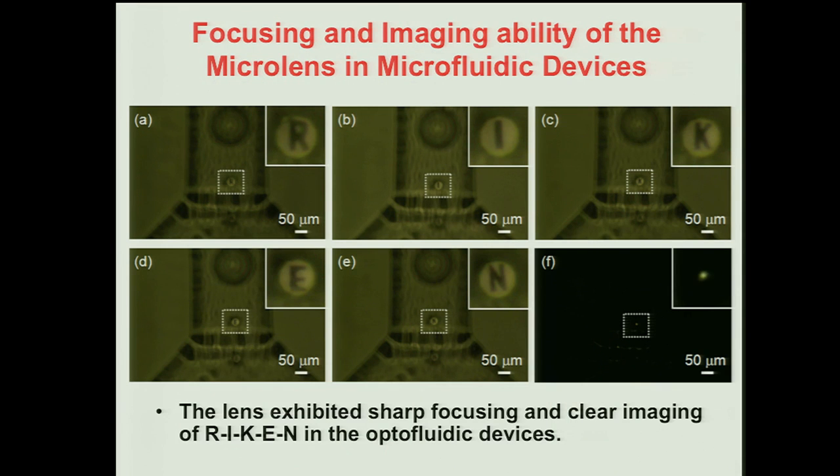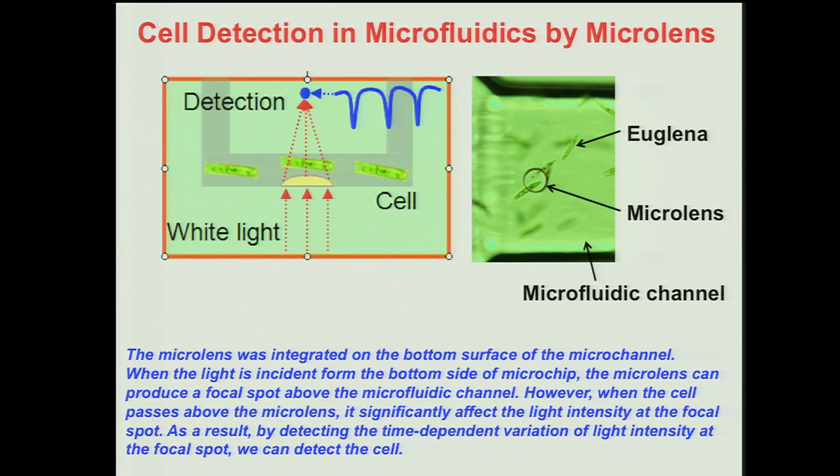And then, as you can see from this viewgraph, the microlens integrated in the microfluidic channel shows excellent ability in both imaging and focusing. And this optofluidics was applied for cell detection. For the cell detection, we used Euglena as the biosamples. And in this case, the microlens was integrated on the bottom surface of the microchannel, like this.